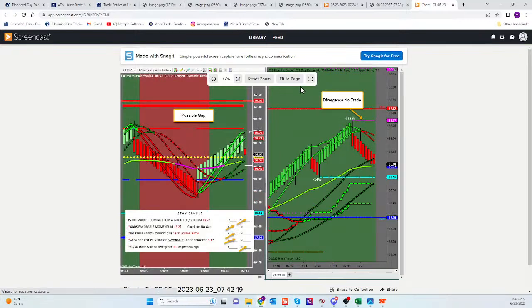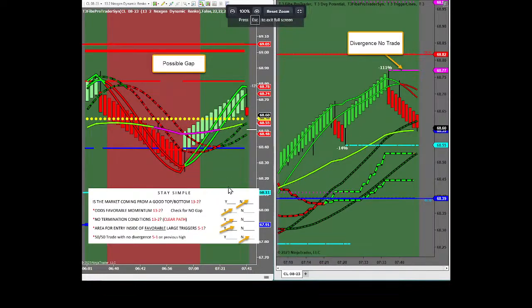Bobby T. Bobby T says, I have a bad bottom, right? Is it coming from a good top or bottom? No. Do I have odds favorable? Yep. And no gap. Nice job. No termination conditions? Well, it's a 50-50. Large below, small above. And then Bobby says, because I'm giving up a clear path, I'm not willing to take the trade with a loss of momentum. And it keeps him out of a loser. Great, great read, Bobby.